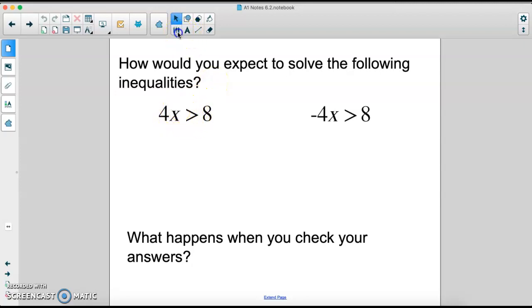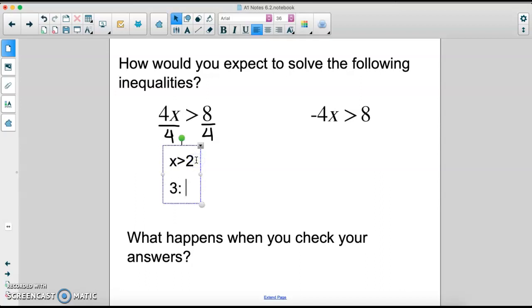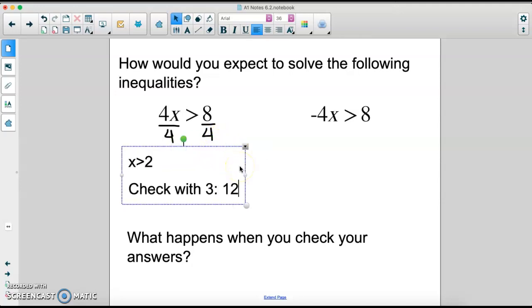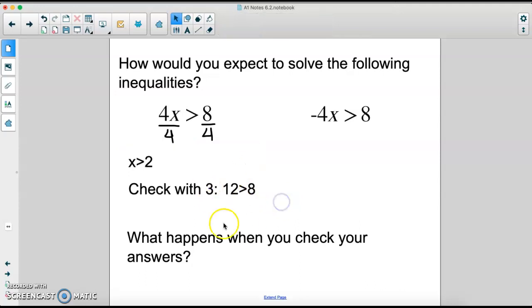Well, the easiest way to do this one is obviously to just divide both sides by 4 to start off with. When we do that, we get x is greater than 2. Actually, I'm going to type that one because it's a little bit faster. X greater than 2. And when we check this by plugging in the value of something like 3, we get 12 is greater than 8, which is good to go. We are good here. We are happy with that.